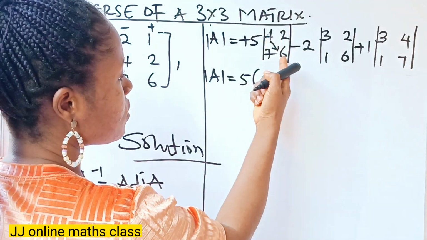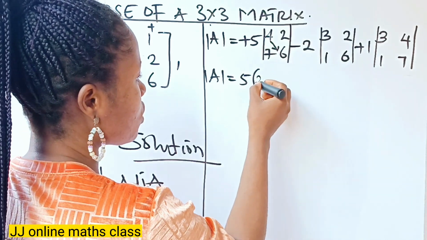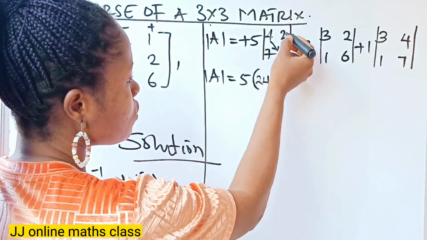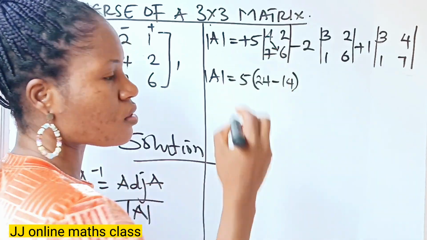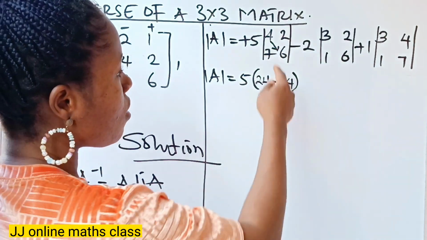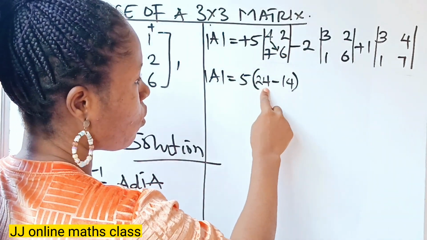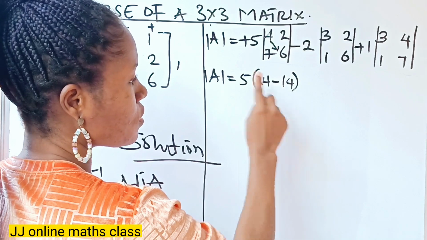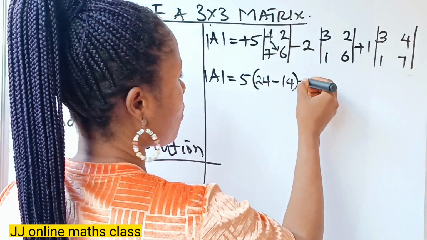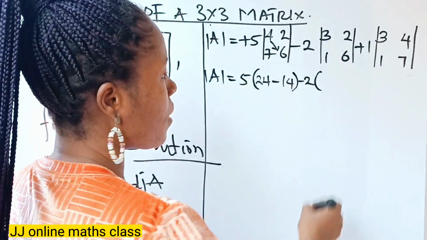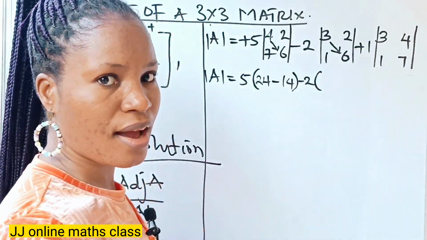So we are going to do 4 times 6, which will give us 24, minus 2 times 7, which will give us 14. You subtract. Okay, minus 2. We also open our bracket. This is our leading diagonal.